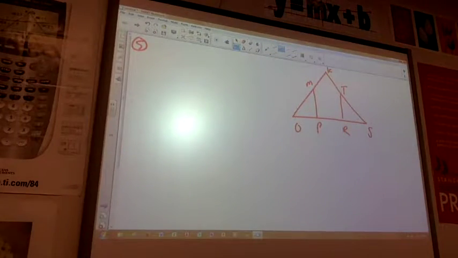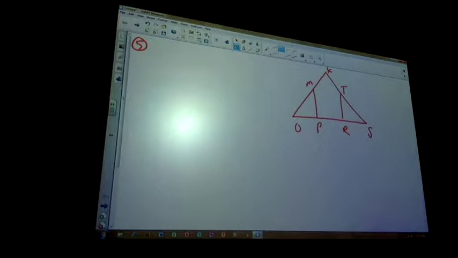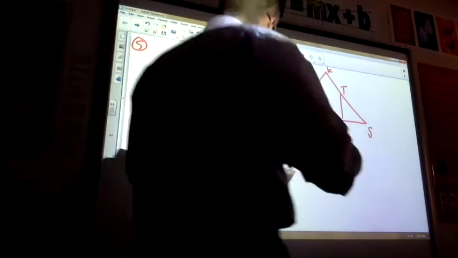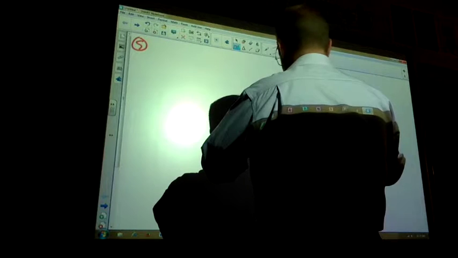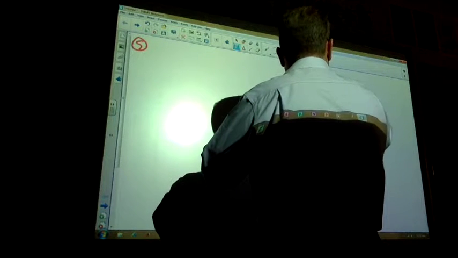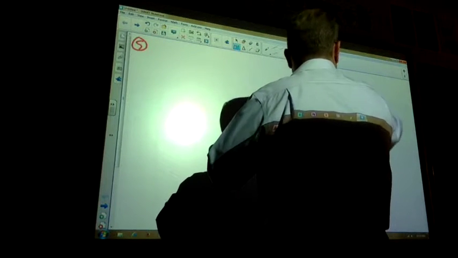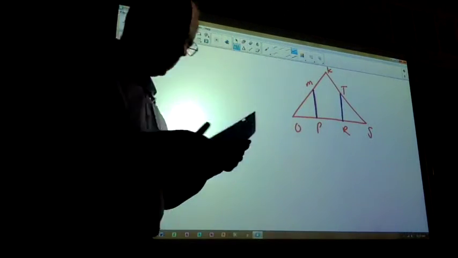All right, this is number 5 on the back side. They want us to prove, put in blue, what we need to prove: that MT and this are congruent. Okay?